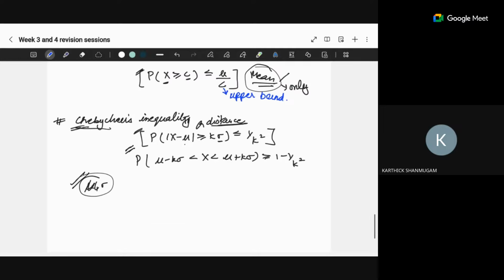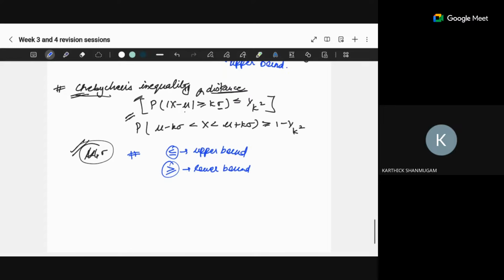Just remember this thing. If I have a sign like this, it is the upper bound, the maximum value. And if I have a sign like this, it is my lower bound.